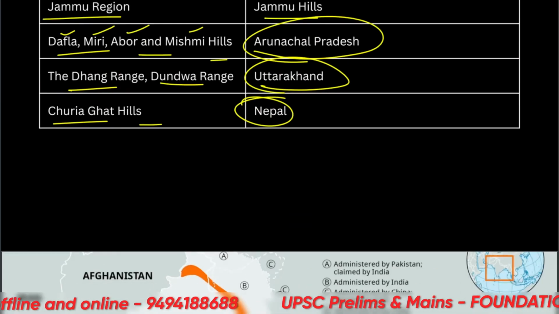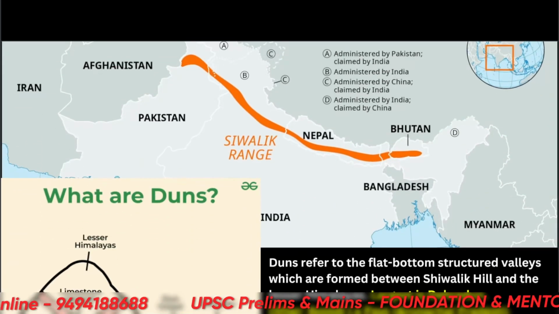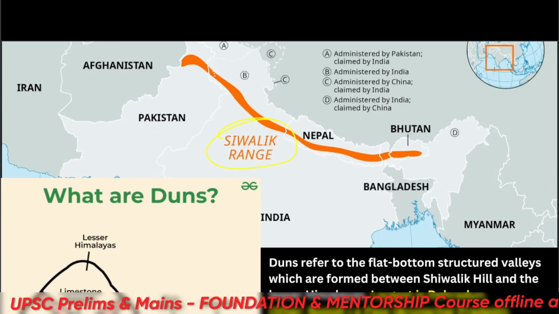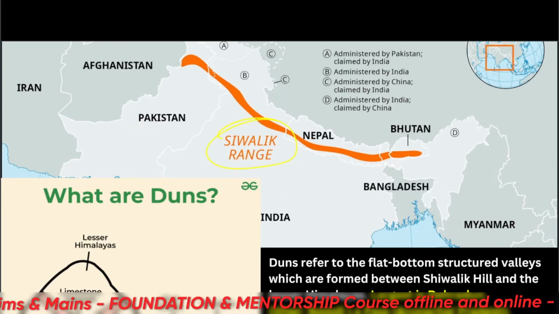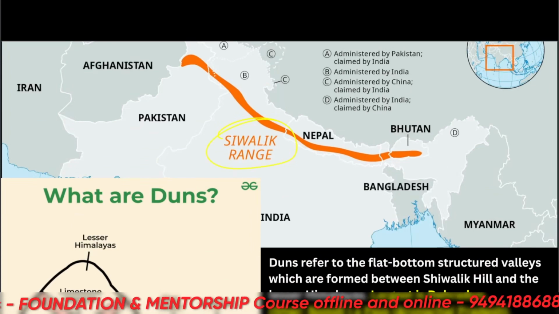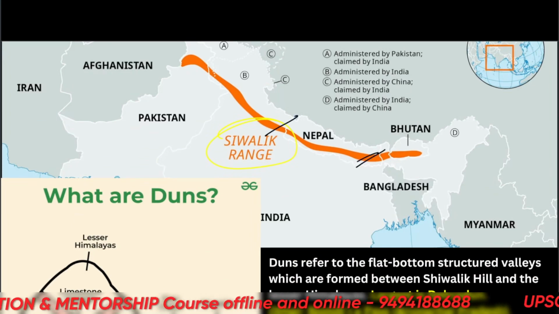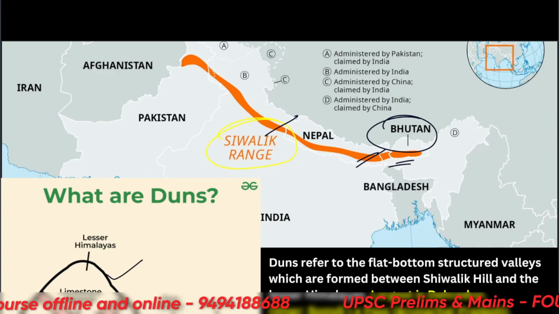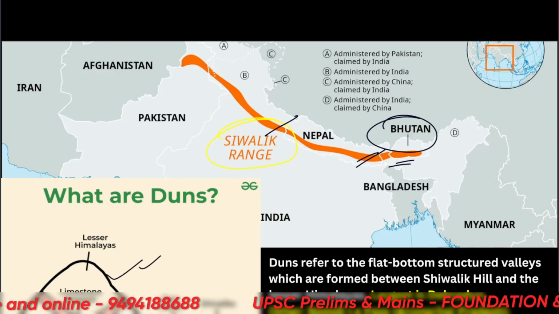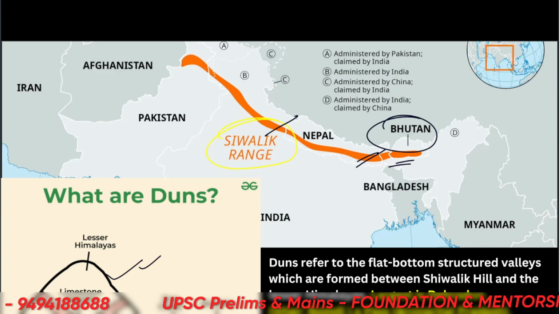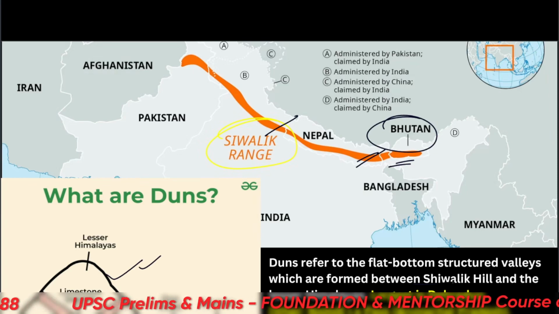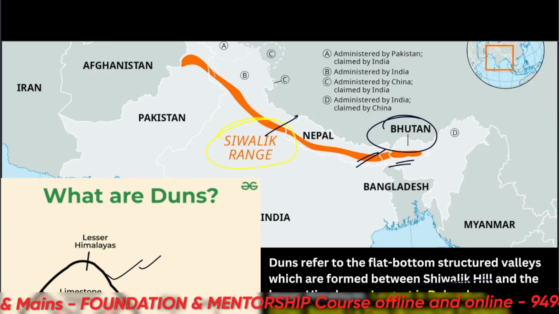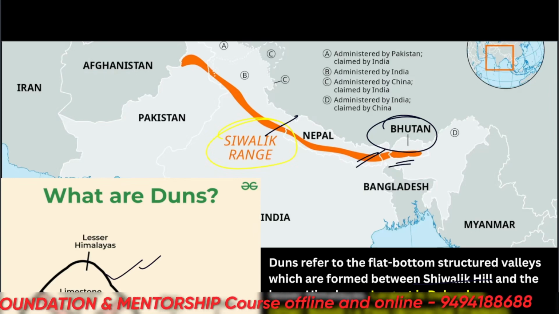So let's just quickly see a map here of these dunes and the Nepal portion. So this is the Shivalik range down from the greater Himalayan ranges. It's also rather continuous. So in the Nepal, this is known as the Churiya range. Alright, this is Bhutan here, and the Shivaliks also run in the Bhutan. This we have already seen, what are dunes. No need to see it again. Alright, and dunes refer to the flat bottom structured valleys which are found between Shivalik Hills and the lesser Himalayas. Largest is Dehradun. Others are Bomdila Pass, Shipkila Pass and Nathula Pass in Sikkim.